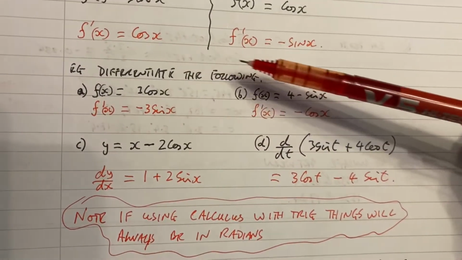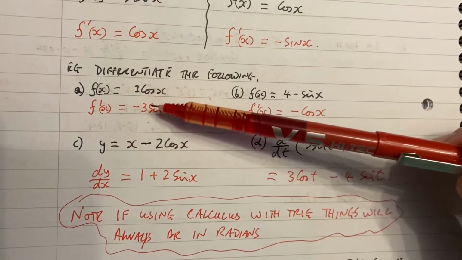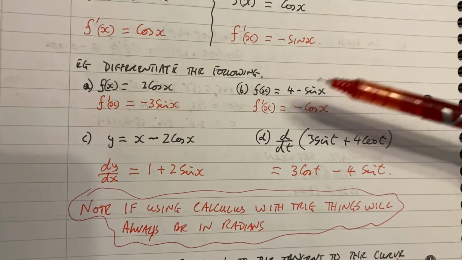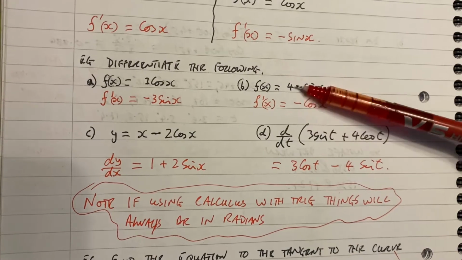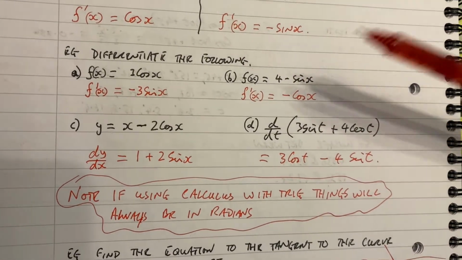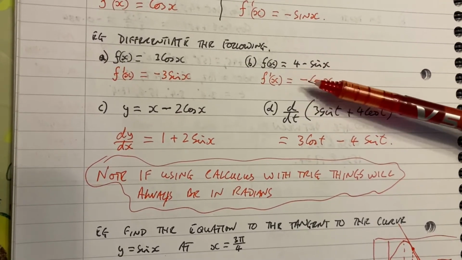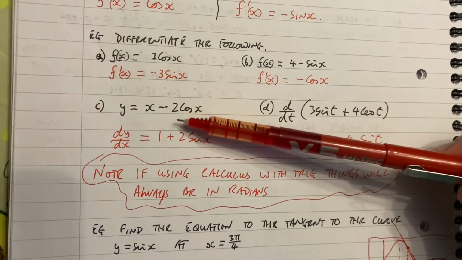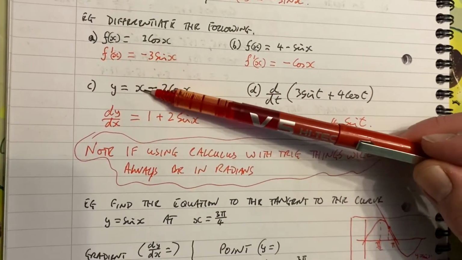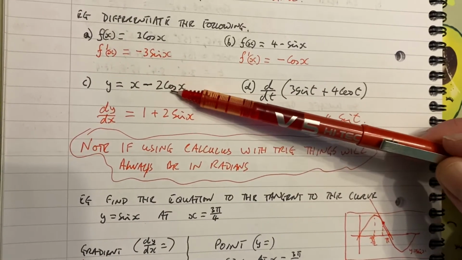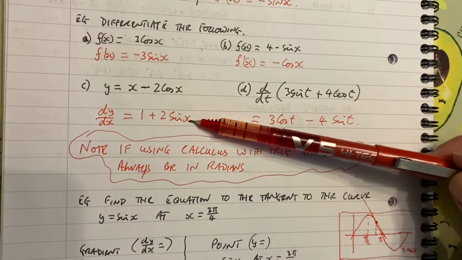So looking at them, differentiate the following. So f of x is 3 cos x, f dashed x is negative 3 sine x, because cos is negative sine. For f of x equals 4 minus sine x, f dashed x, the 4 disappears, remember. Normal differentiation rules apply. And sine becomes cos, so it's 4 minus sine x, f dashed x is just negative cos x. For c, y equals x minus 2 cos x, so dy by dx, x, remember, becomes 1. And 2 cos x, the cos becomes negative sine, so negative, negative, positive 2 sine x.